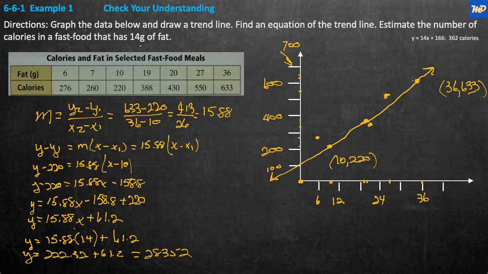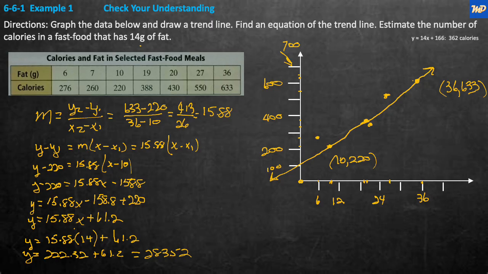You've got the equation of the line. When we solve this out, the answer is 283.52 calories for that 14 grams based on our line that we drew, okay? Whether it's right or wrong, it's what we came up with.